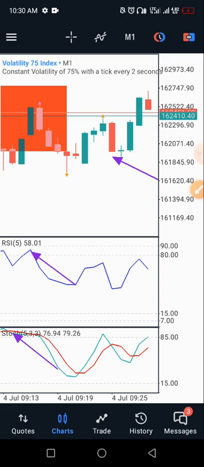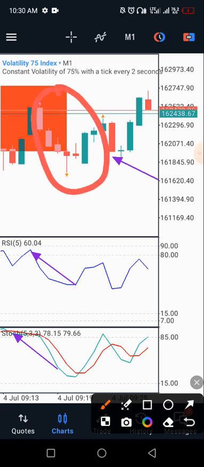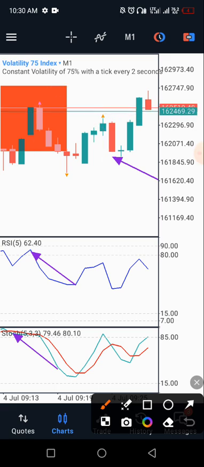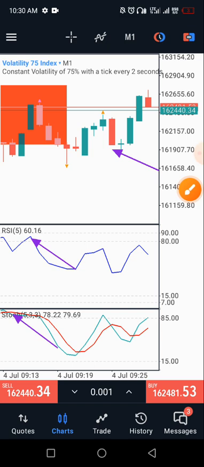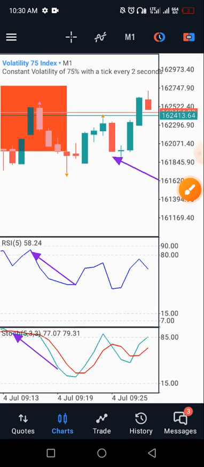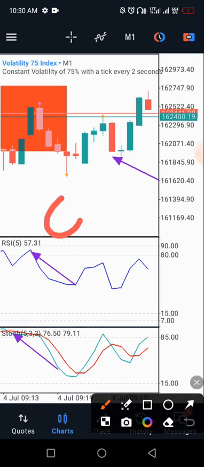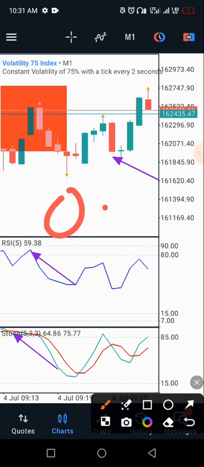So this is how to make use of this 1 minute scalping strategy. If you want to enter the market, you can decide to increase your lot size. Remember the least lot size for Volatility 75 Index is 0.001, so you can decide to increase your lot size to maybe 0.01, so that you can make more profits.